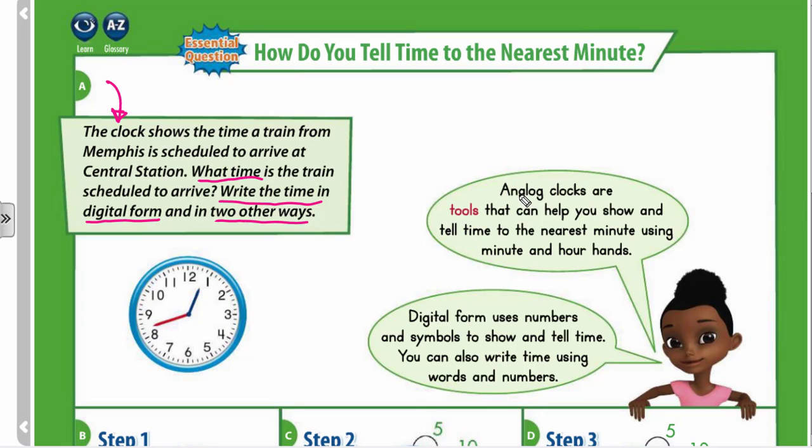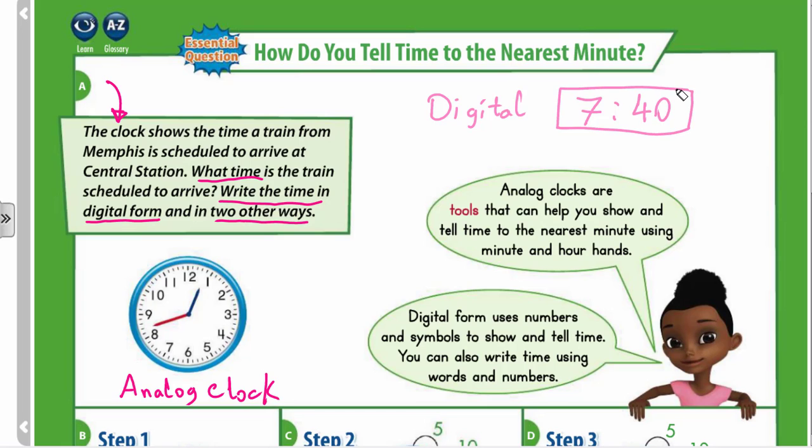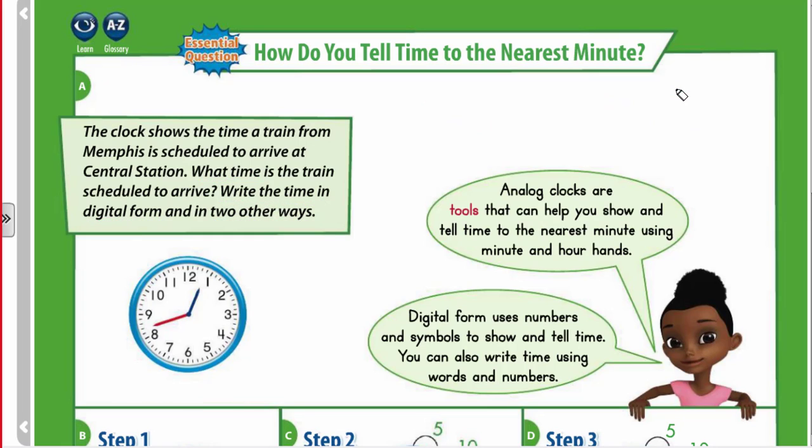Okay, to start, my heroes, I want first to tell you that we have analog clocks and digital clocks. This one is analog. And we have digital clocks. Digital clocks, for example, this one is digital. So what we need to do now, we need to convert this analog to digital. Write it in digits, and also we need to write it in other two ways.